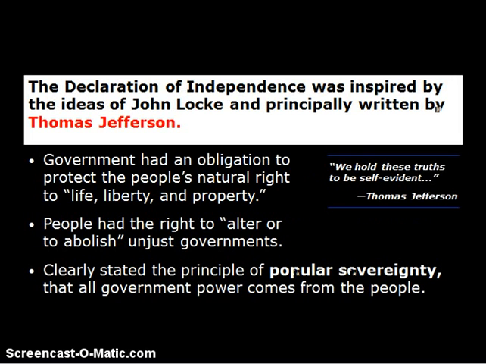Thomas Jefferson, I think most of us probably know, was the principal author of the Declaration of Independence, and we've talked already about the fact that he leaned heavily on the ideas of John Locke. This idea that I'll have at the bottom called popular sovereignty says that government power comes from the people. This is something that is totally and completely new at this point in history. The fact that power comes from the people is just completely and utterly new.